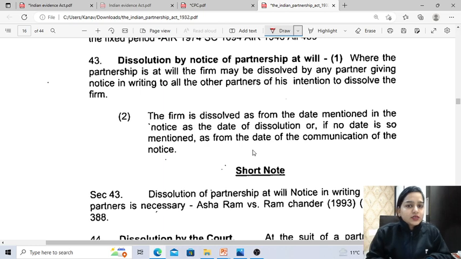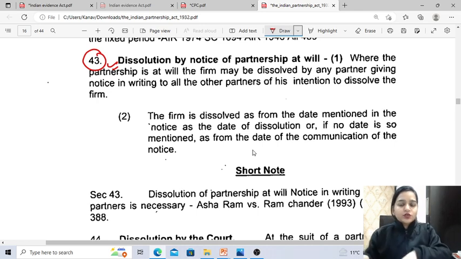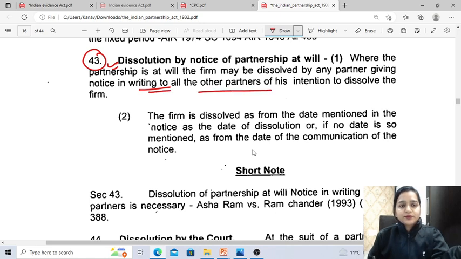Next is dissolution by notice of partnership at will. So where the partnership is at will, the firm may be dissolved by any partner giving notice in writing to all the other partners. तो अगर पार्टनरशिप एट विल है तो फर्म डिसॉल्व हो सकती है बाय एनी पार्टनर राइटिंग में नोटिस देके बाकी सारे पार्टनर्स को ऑफ हिज इंटेंशन टू डिसॉल्व द फर्म.